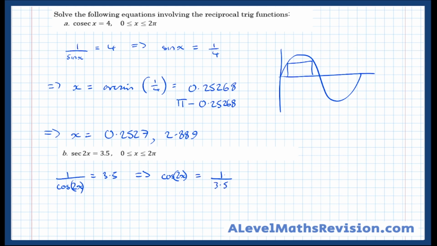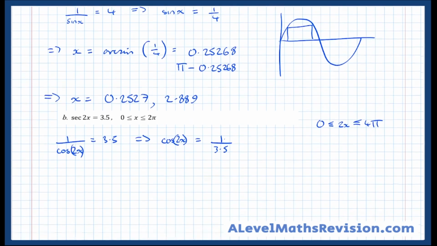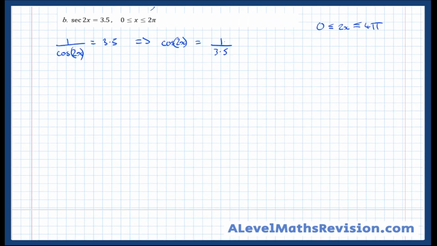Now notice that it's 2x that we're using as the angle, but these limits are for x. So what I'm going to do is make limits for 2x now by doubling all the limits. So we're going all the way from 0 up to 4 pi. So let's use the calculator to find the first solution. So we take the inverse cos, or arc cos, of both sides. We get 2x equals the inverse cos, the arc cos, of 1 over 3.5.